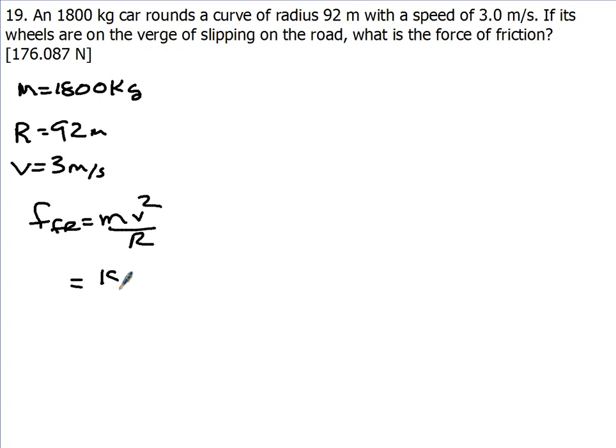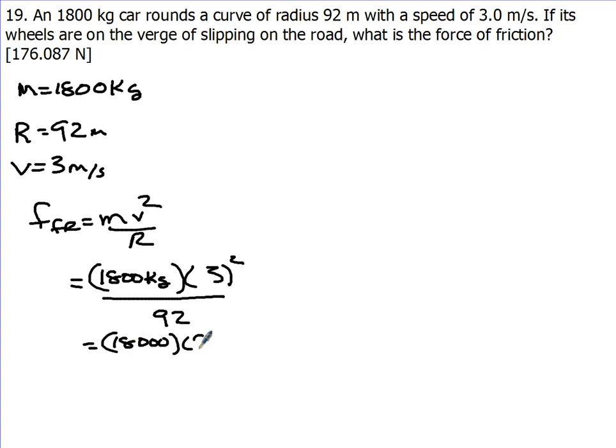So this is 1,800 kilograms, v is 3 squared, divided by r, which is 92. So this is 1800 times 9, because I squared the 3, over 92. 1800 times 9 is, let's see, this is 162 with 3 zeros, divided by 92. Let's see if I get that answer. No, I'm off by a zero. What did I do wrong?